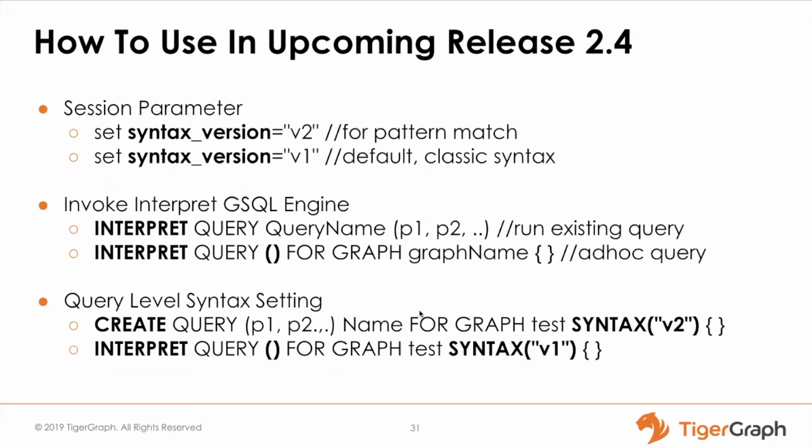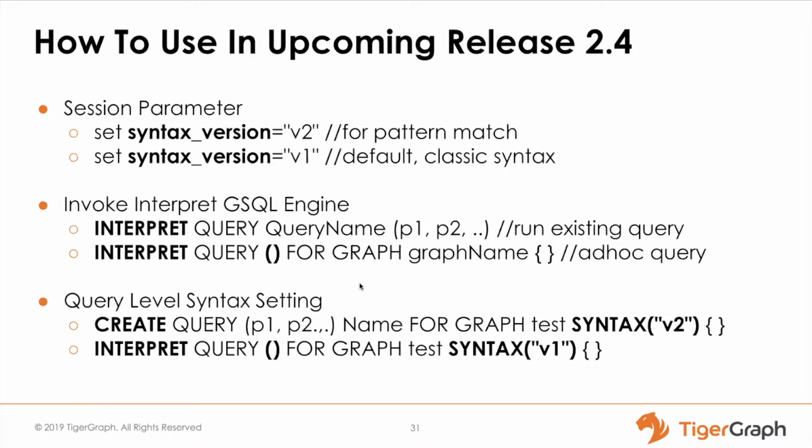And how do we use this new pattern match syntax in the upcoming release 2.4? So we have 2 ways. The first one is using a session parameter. You set the syntax version equals to v2. v2 means pattern match syntax is extension. And if you want to stick to the old syntax, which has the single hop rightward data flow syntax, you can use v1. And if you don't specify, by default, we use v1.